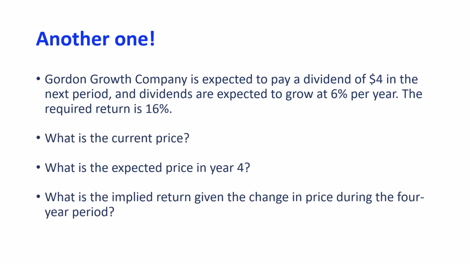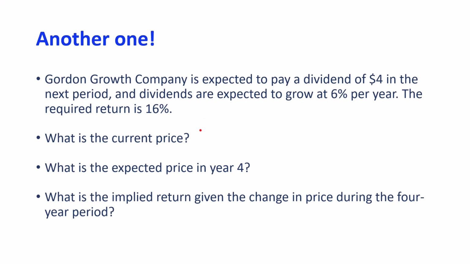Gordon Growth Company is expected to pay a dividend of $4 in the next period, and dividends are expected to grow at 6% per year. The required rate of return is 16%. First of all, what is the current price?